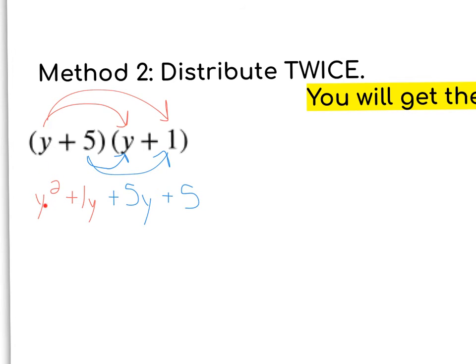Notice we get the squared term, we get the 2 like terms, and we get the constant, just like we did with the box. You're going to get the same answer regardless of the method you choose. So when I clean this up, I have y squared, 1y plus 5y is 6y plus 5. So the 2 binomials, when I multiplied, gave me a trinomial.